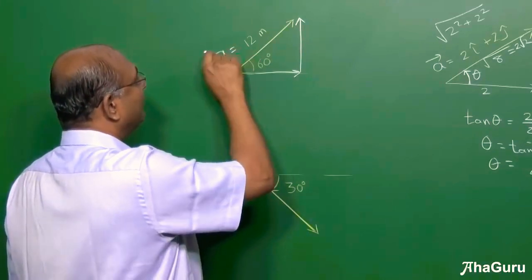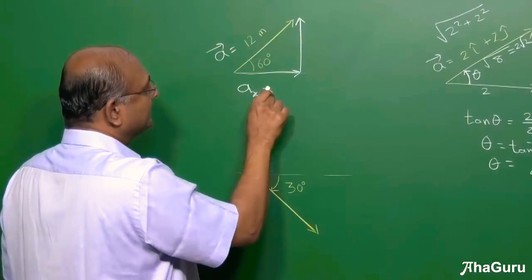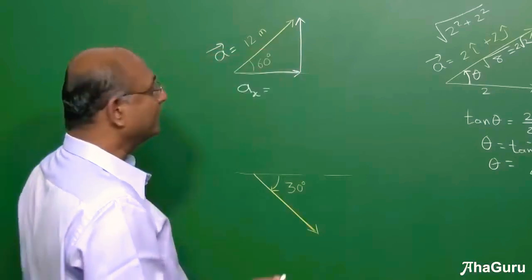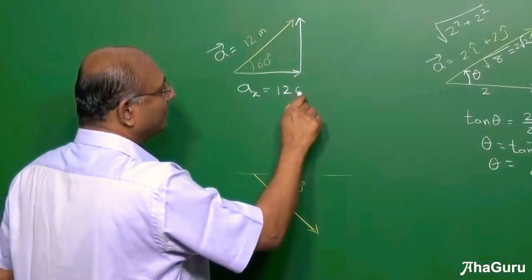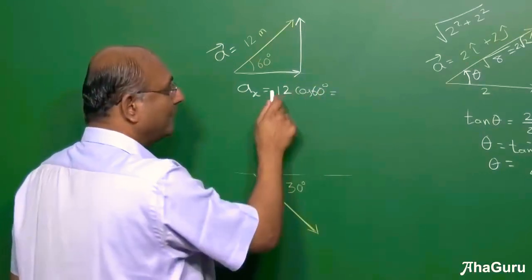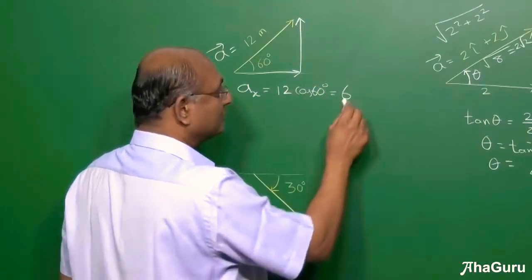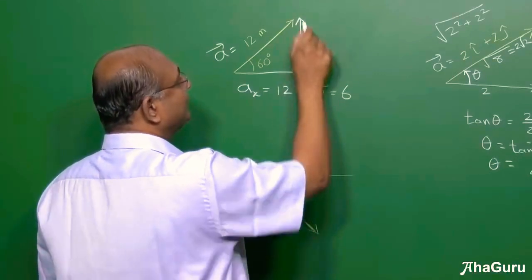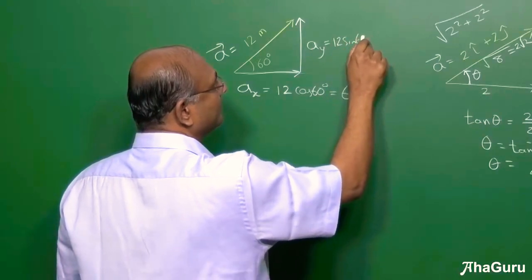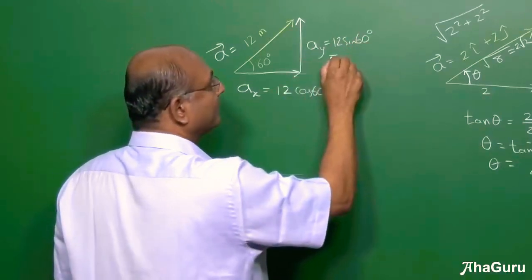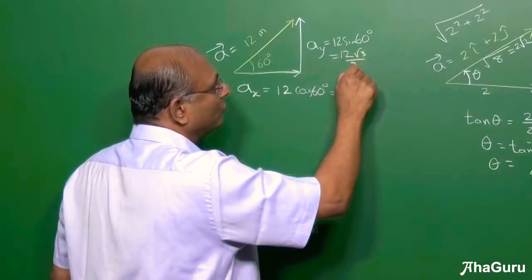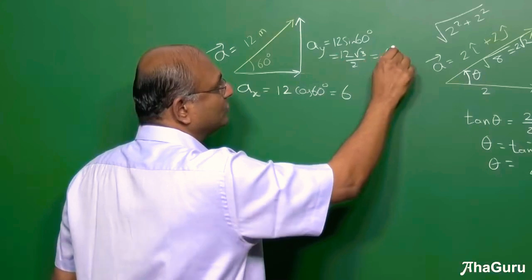Suppose this was a vector A. Ax is A cos 60. So what is cos 60? 12 cos 60 degrees. Cos 60 degrees is half, right? So 12 into half, 6. So this is 6 meters. And then if I look at Ay, that will be 12 sine 60. Now what is sine 60? Root 3 by 2. So 12 into root 3 by 2, so that cancels out, giving us 6 root 3.